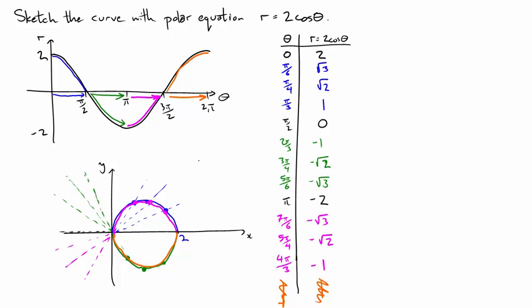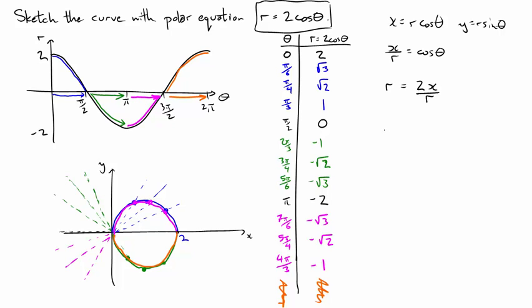But to see that it actually is a circle, you have to work with the polar equation itself, and remember that x is r cosine theta, and y is r sine theta. And so in particular, looking at x equals r cos theta, you could say x over r is cosine theta, and so the polar equation is really saying r is 2 cos theta, or 2x over r, which could be rearranged as r squared equals 2x.